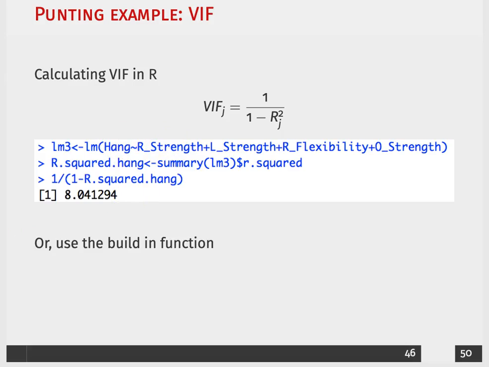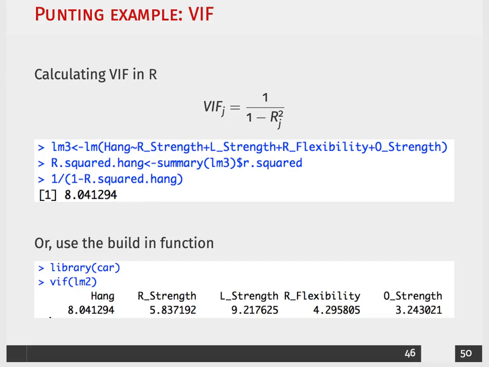Or we can use this nice built-in function in R through the car library. If we do vif with a regression object that has all of our covariates in it, it's going to give us back the VIFs for all of the covariates. So again, we can see that hang has a VIF of approximately 8, while left leg strength has the largest VIF with approximately 9. This means that left leg strength is the variable that has most of its variation explained by the other covariates.